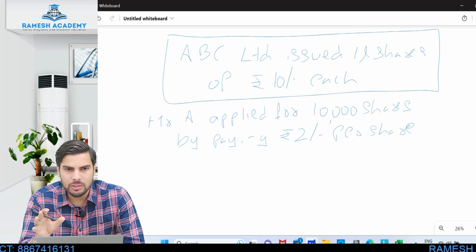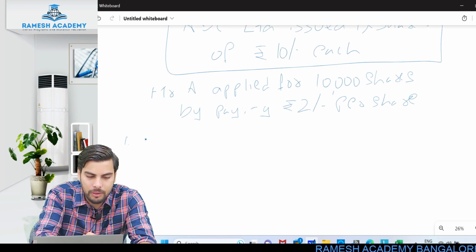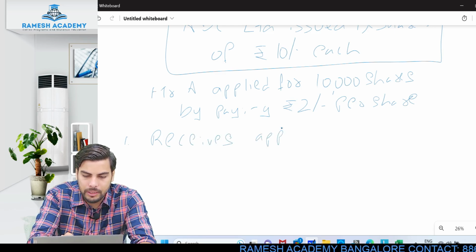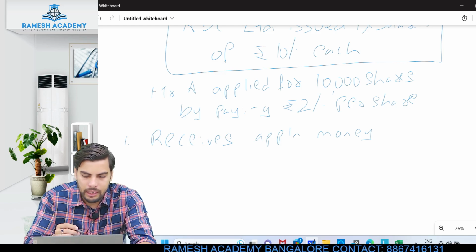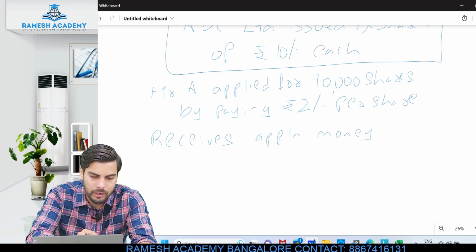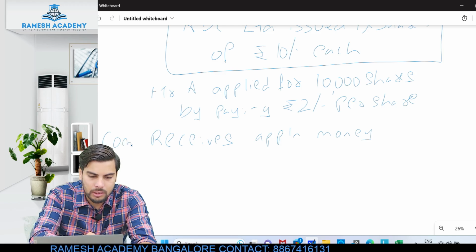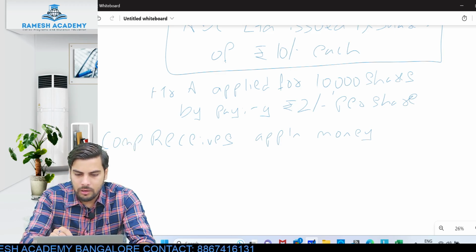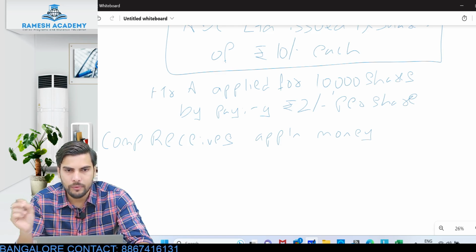Let's not worry about the journal entry. I'll explain the journal entry, but understand the process, what happens. So the first transaction for the company will be what? The company receives application money. Clear? Now if A is applying for 10,000 shares, he would be paying 10,000 into 2 rupees per share. Totally he would have paid 20,000.